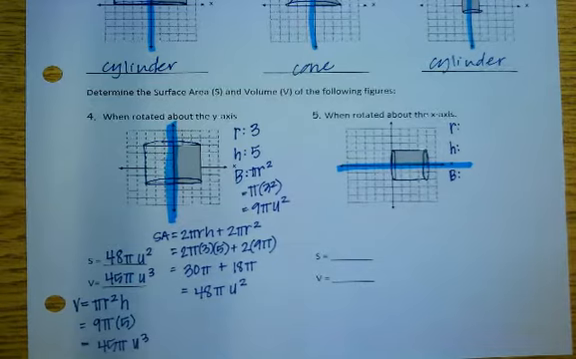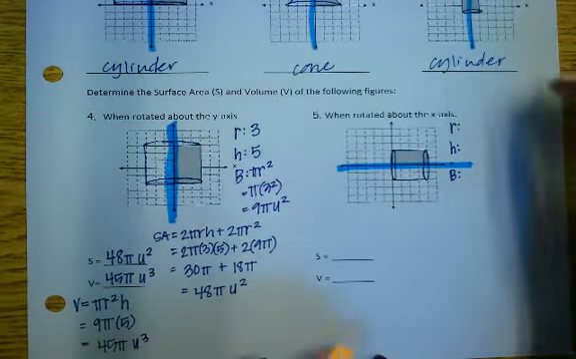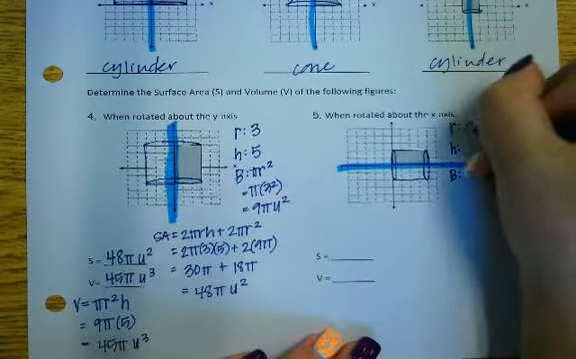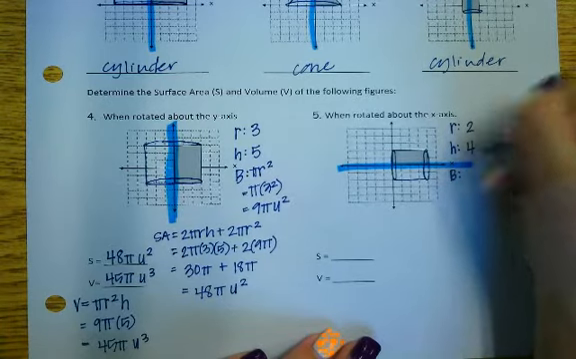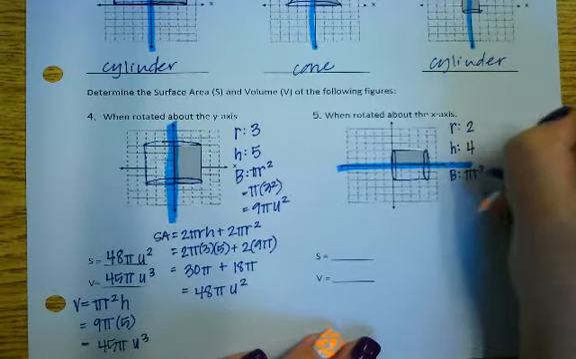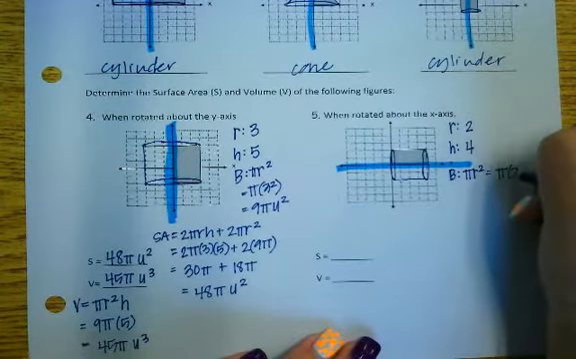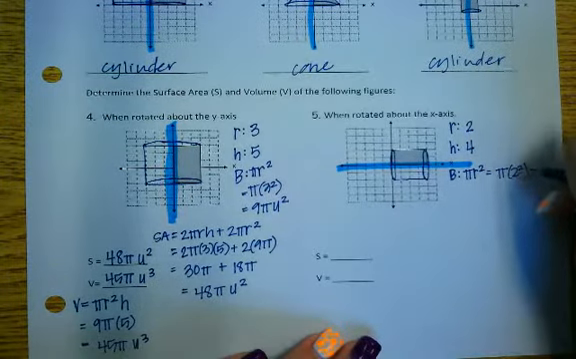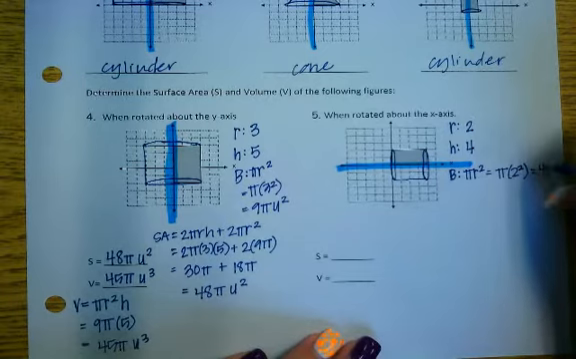What is the radius when I rotate it around the x-axis? 2. What's my height? 4. Okay, and then you have pi r squared as your base, which is pi 2 squared. So what is the area of my base? Very good.